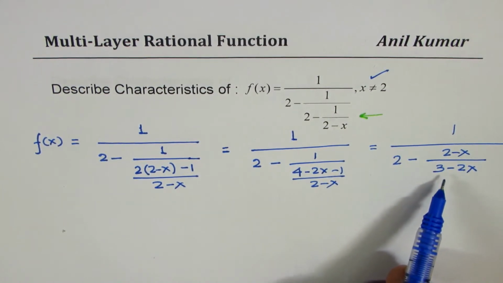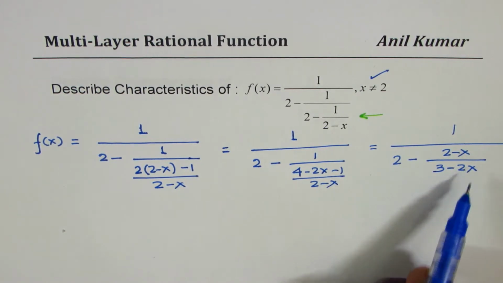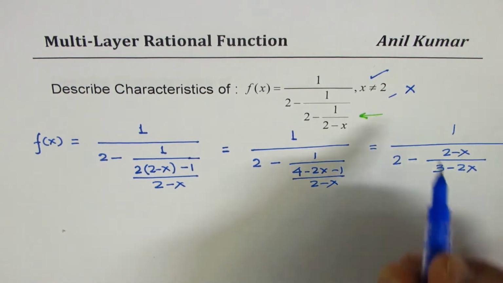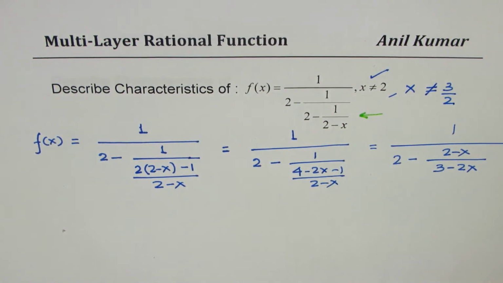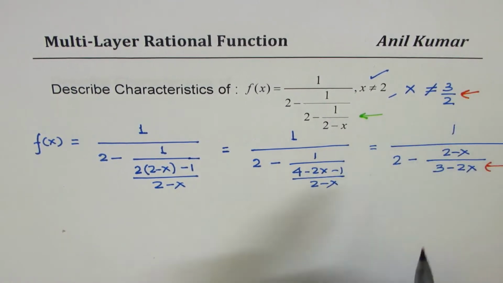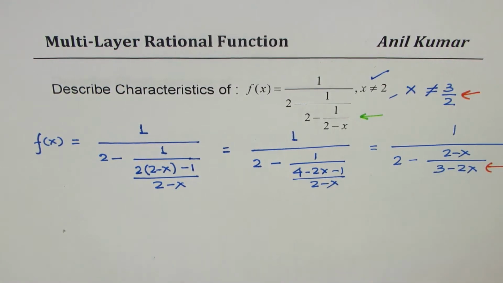So as soon as we get 3 minus 2x, we note that x cannot be 3 over 2. So let's add one more expression here for restrictions. x is not equal to 3 over 2. Correct? So this we have got from here. Because x equals 3 over 2 will make this something over 0, which is not defined. Is that clear? So see how restrictions are being added as we simplify this particular rational function.